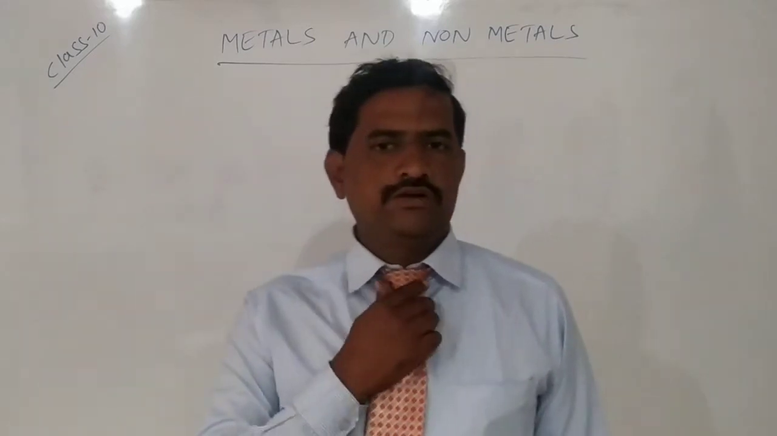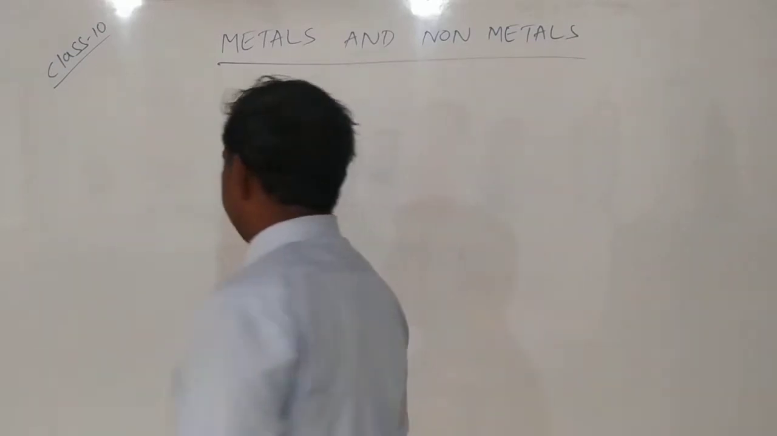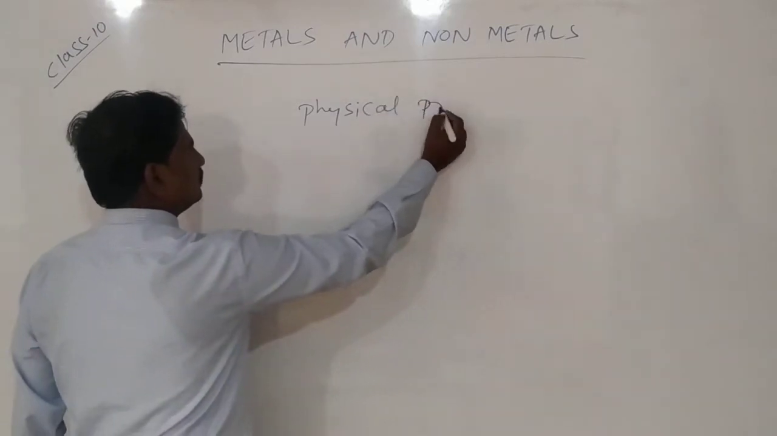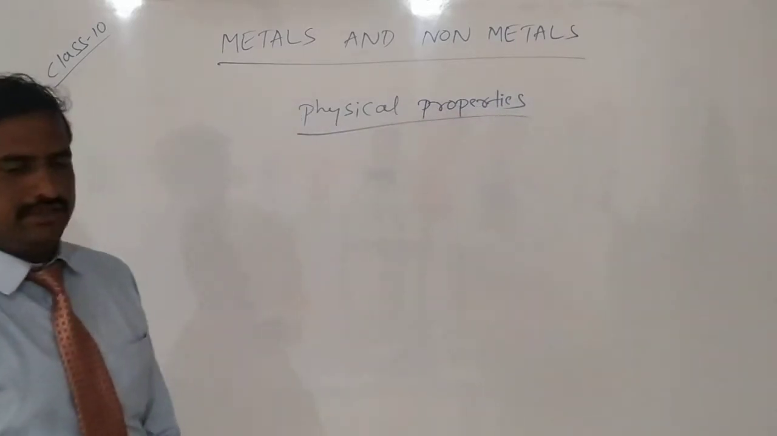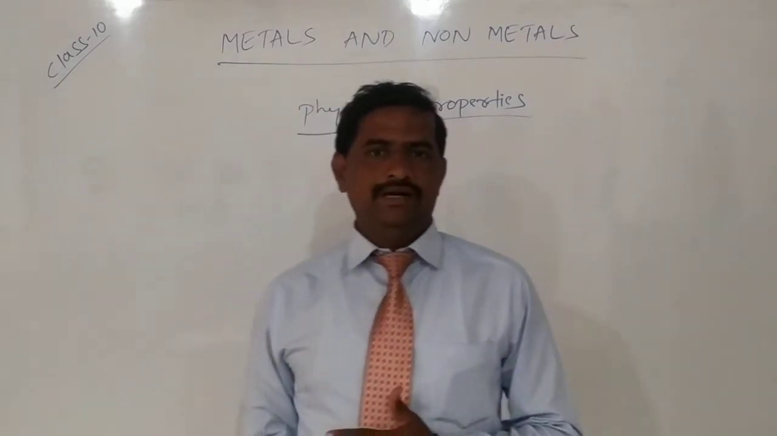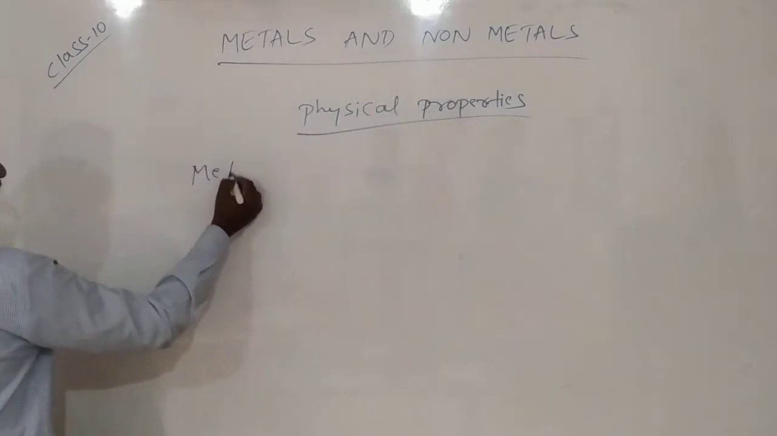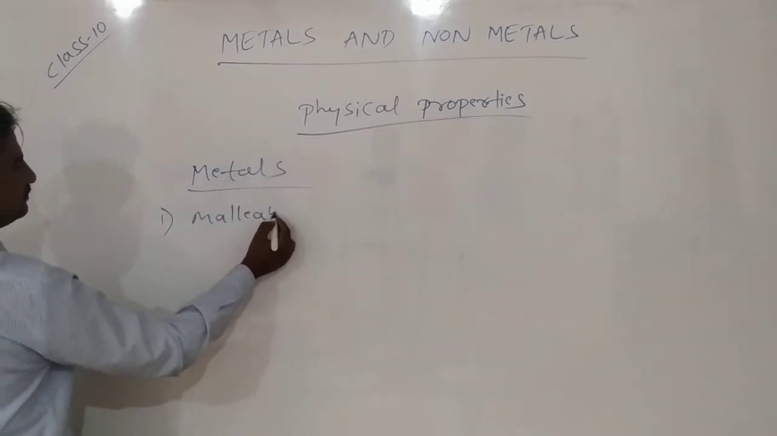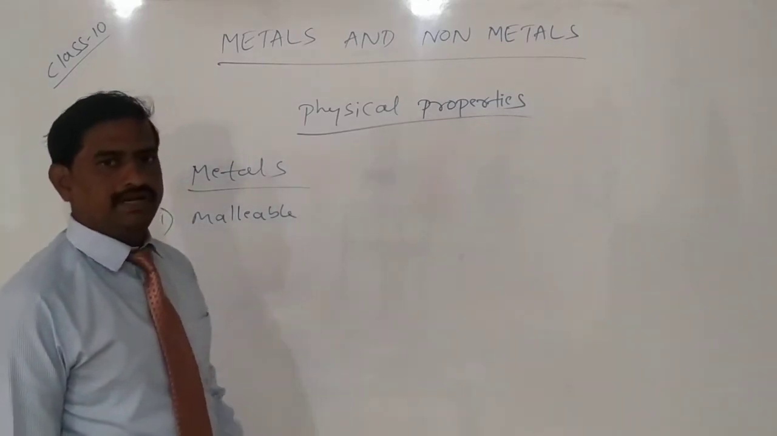First, we should study the physical properties of metals and non-metals. See here, the physical properties of metals. Metals are malleable and ductile. All the metals are malleable.